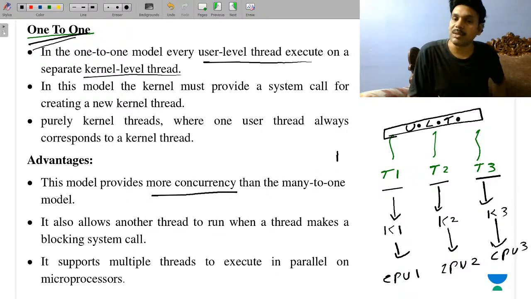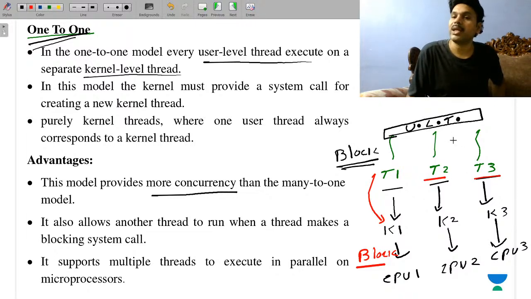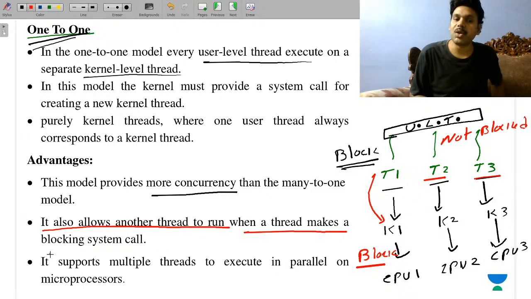Please listen: if thread 1 gives a blocking system call, what will happen? This CPU is going to be blocked, as it corresponds to this kernel only. But the other threads can run. They are not blocked because they are running on different kernel level threads. That's a very, very important point. If any thread issues a blocking system call, then other threads are not going to be blocked. It allows other threads to run when a thread makes a blocking system call, unlike your many-to-one concept. Therefore you can utilize multiprocessor architecture well.